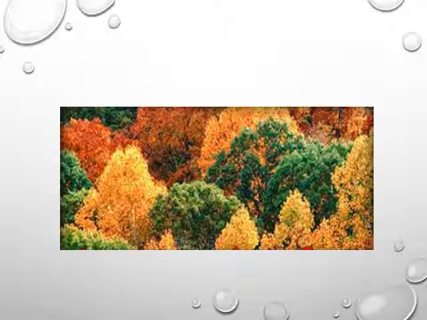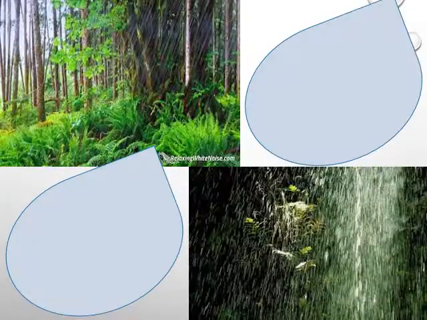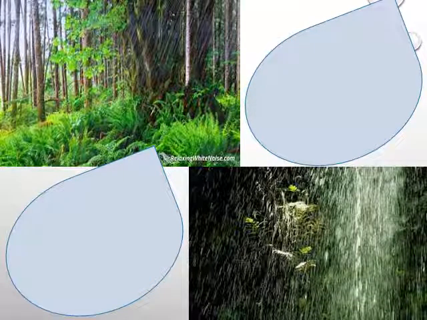We're going to continue our revision of the biomes. We're going to talk today about two biomes, the deciduous forests and the tropical rainforests. We're going to start with the deciduous forest, those beautiful kinds of forests with all the colors the trees have.